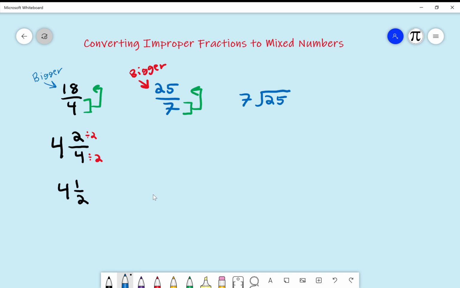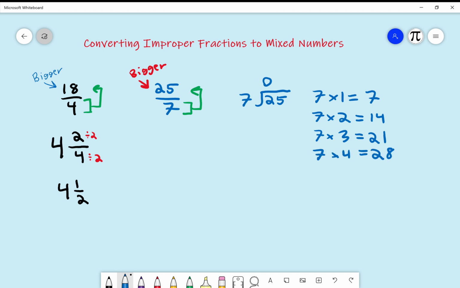Alright, well, I know 7 doesn't go inside 2, so that's 0. Now 7 into 25, again, I have to know my times tables. 7 times 1 is 7, too small. 7 times 2 is 14, okay. 7 times 3 is 21. All right, let's keep on going. 7 times 4 is 28. Well, obviously 28 is way too big. It doesn't fit inside 25. So 7 times 4, I've gone too far. 7 fits inside 25 3 times. Once again, 7 times 3 is 21, so I'm going to subtract that, and I'm left with 4. And again, I know that 7 does not fit inside 4. So my answer is 3, remainder 4.